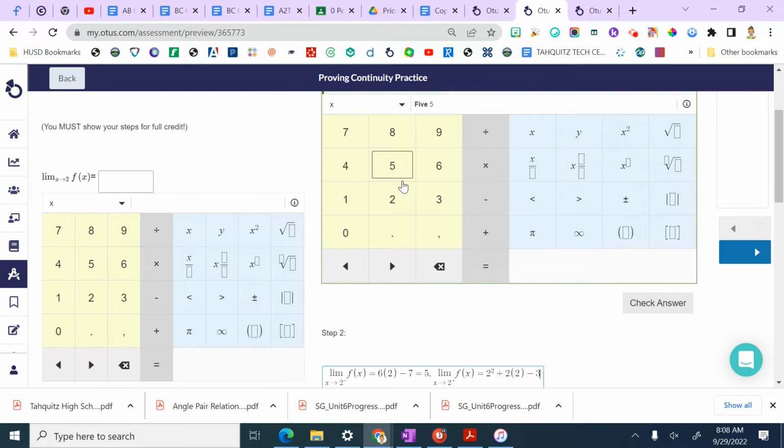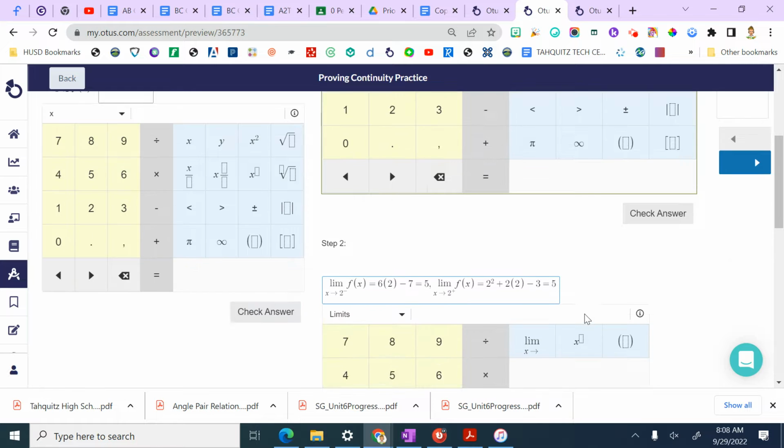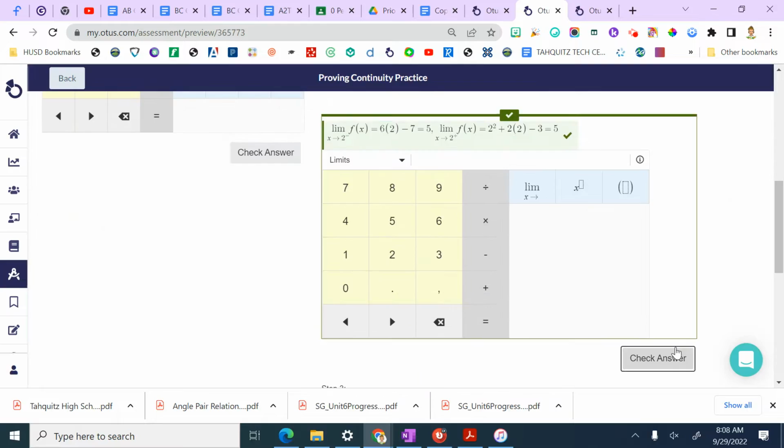Notice I'm scrolling up a couple times. Oh, I should have made that box bigger. And we know that that equals 5. We already did that calculation. All right, hit the check answer. Did it work? Woo! Yay.